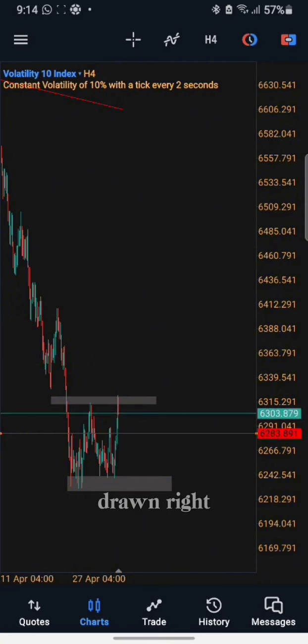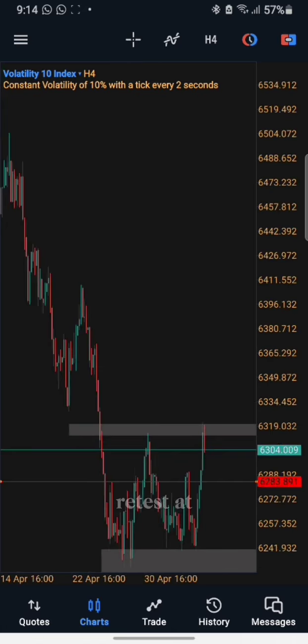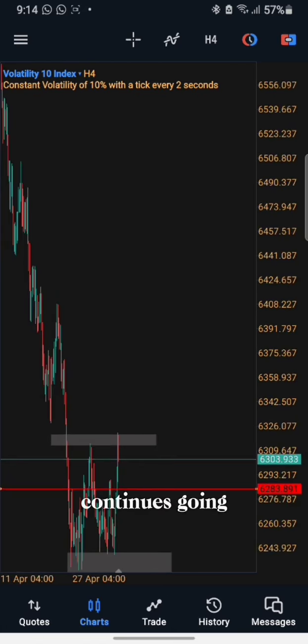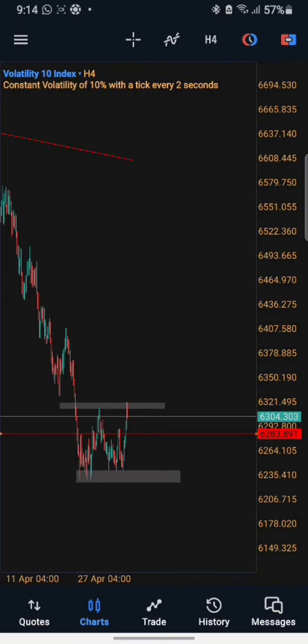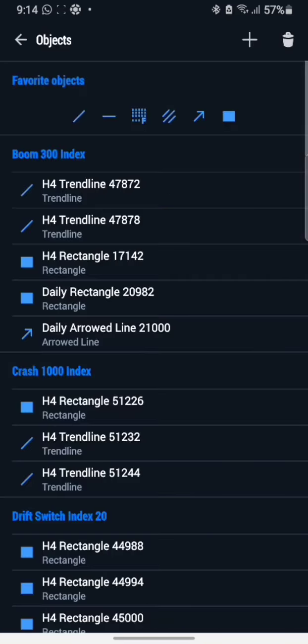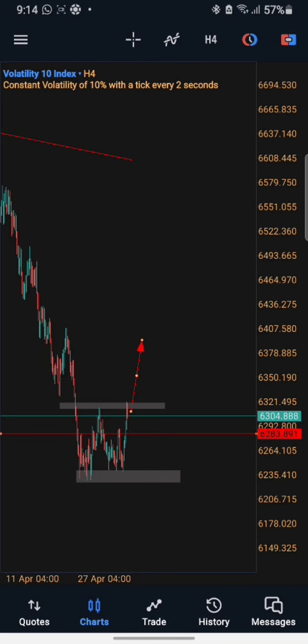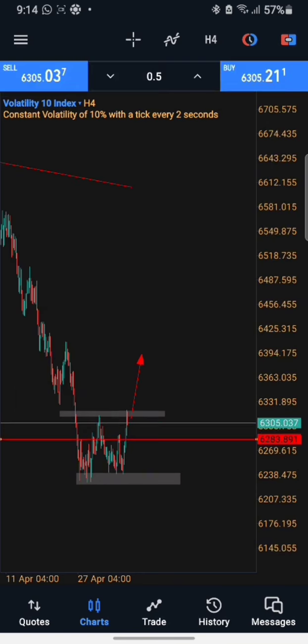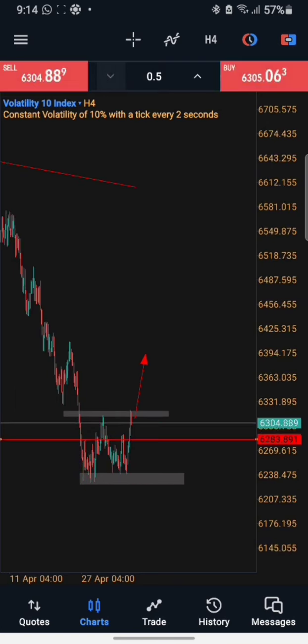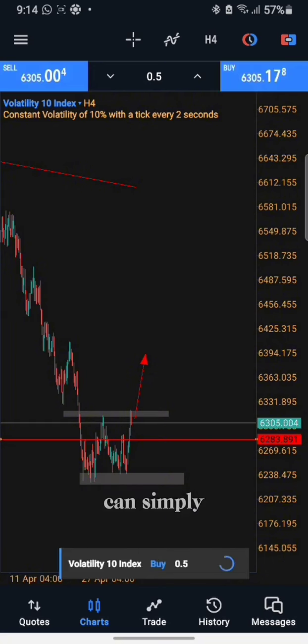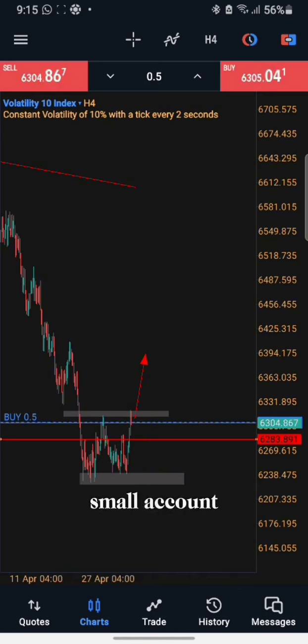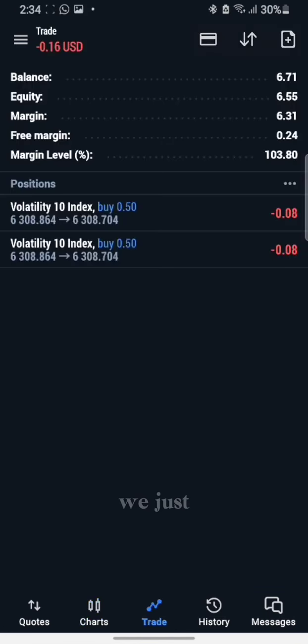Just as I have drawn right here, the market has to retest at that neckline and then continues going up again. So with all these confirmations, you can simply enter the market and then you can just be content with what you get. Since we have a small account, we cannot enter a lot of positions. We're just going to enter only 2 positions.